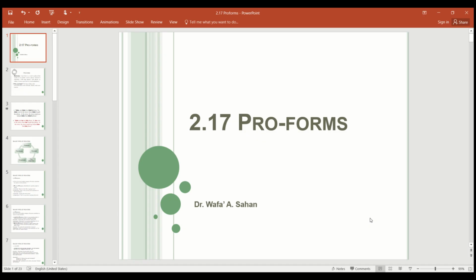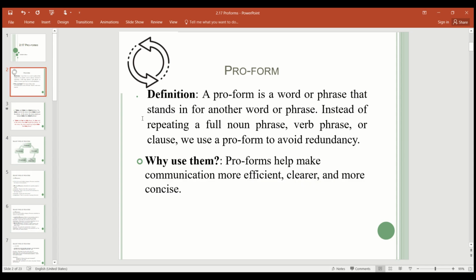This is numbered 2.17, and you can find it in the book on page 22. What is a proform? It is a word or a phrase that stands for another word or phrase in a sentence or in a clause. So instead of repeating a full noun phrase, a verb phrase, or a clause, we can simply use a proform to avoid redundancy. And by redundancy, we mean to avoid repetition.